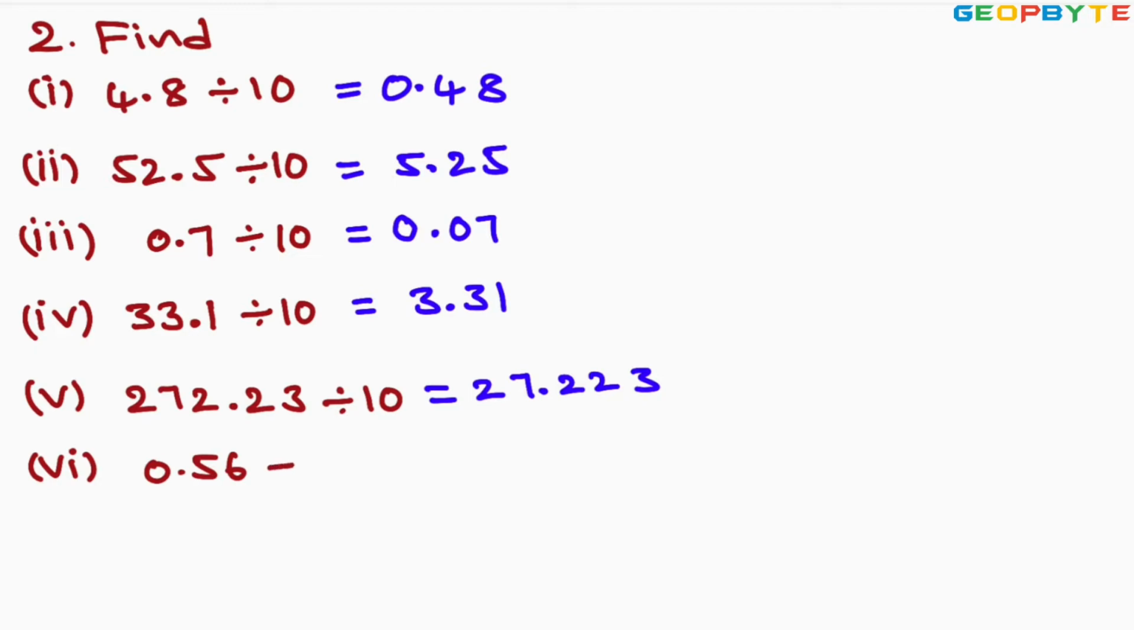Next, sixth one. 0.56 divided by 10. On dividing a decimal by 10, the decimal point is shifted to the left by one place. We have 0.56. So if we divide by 10, then the decimal point is shifted towards left by one place. Then we'll be getting 0.056.